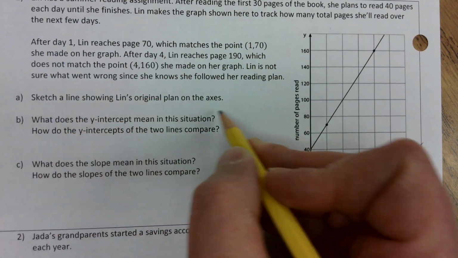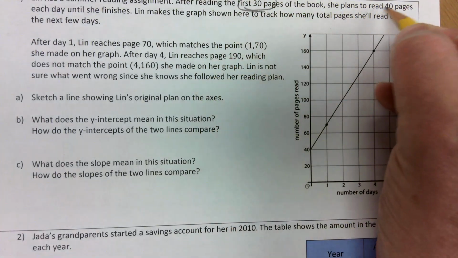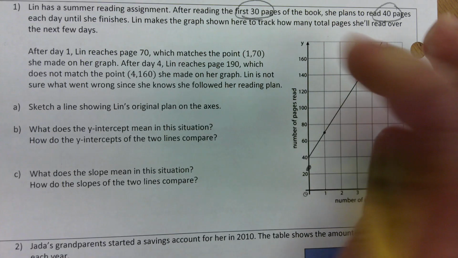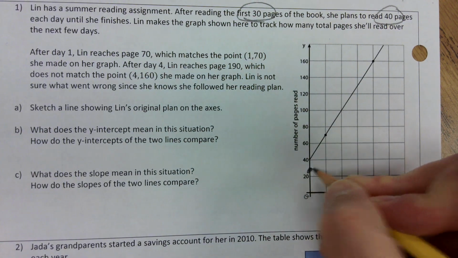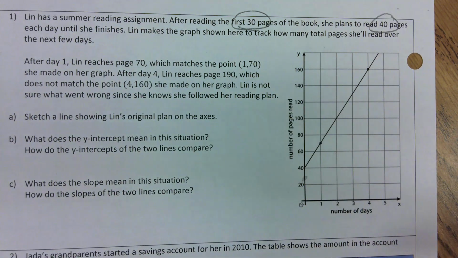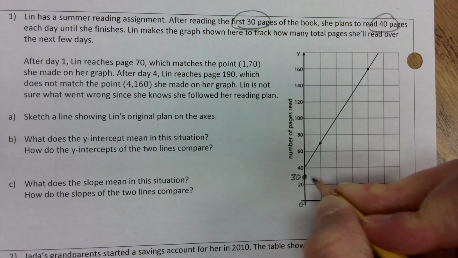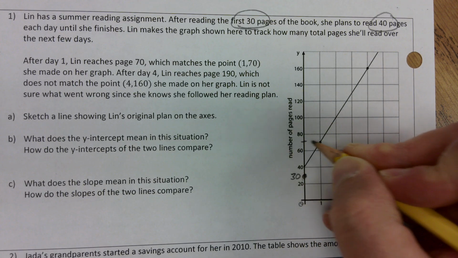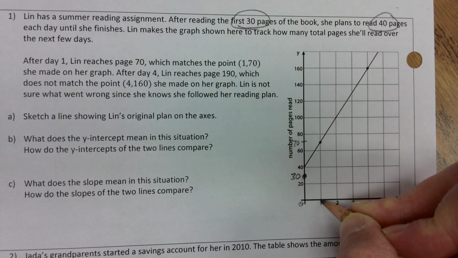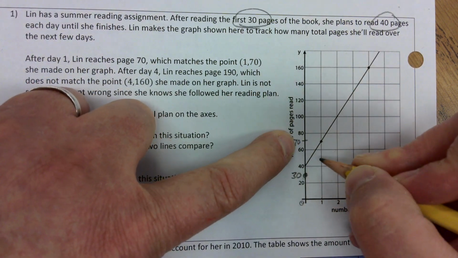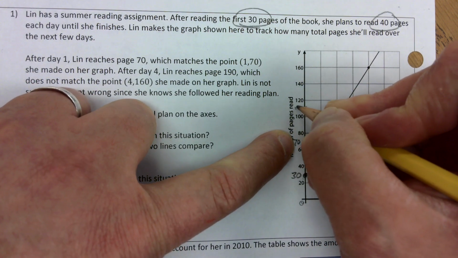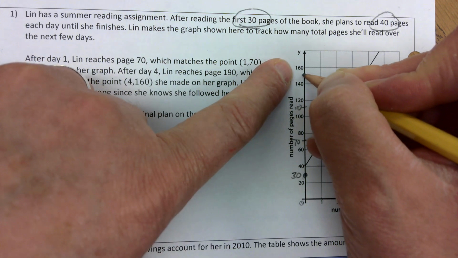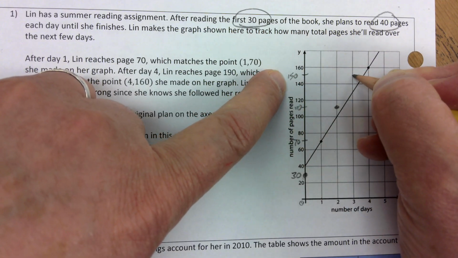Sketch a line showing Lynn's original plan on the axis. So she started with 30 and then is reading 40 pages a day. So her starting point is 30 rather than 40. She basically mixed these up with her y-intercept at 30 and her slope of 40. And then she's going to go up 40, so 30 plus 40 is 70. So it actually matches this point on day 1, but day 2 is where it starts to diverge. So 70 plus 40 is 110. So right here. And then 110 plus 40 is 150 for day 3 right there.